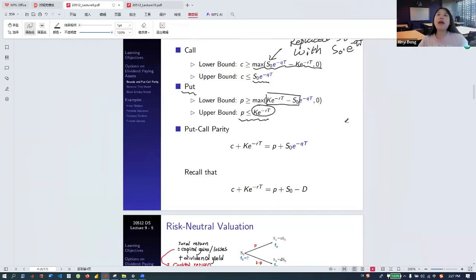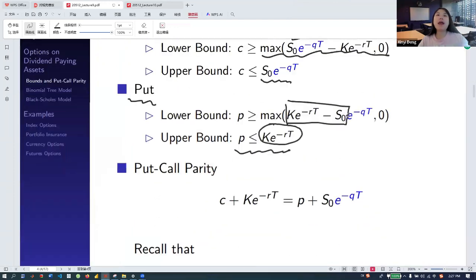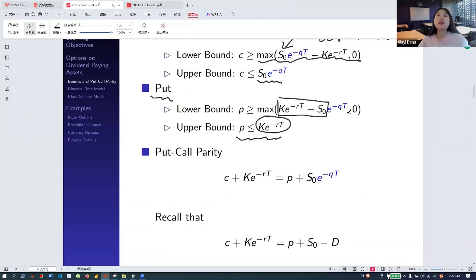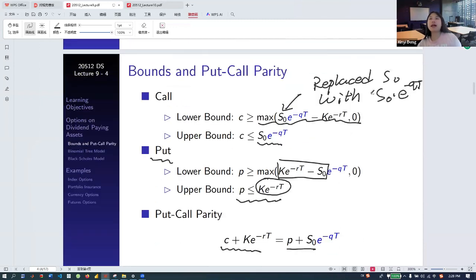Then for the put call parity, also we have S0, remember? The put call parity is C plus K times e to the power of minus RT is equal to P plus S0. Now we just replace S0 with S0 times e to the power of minus QT.